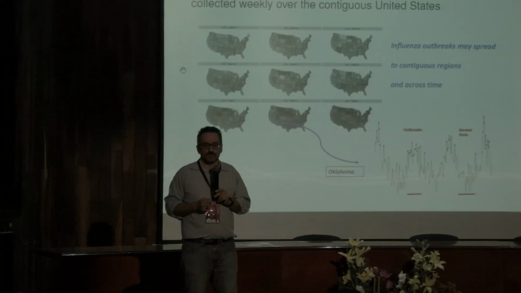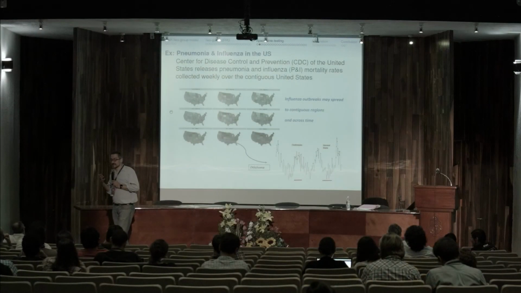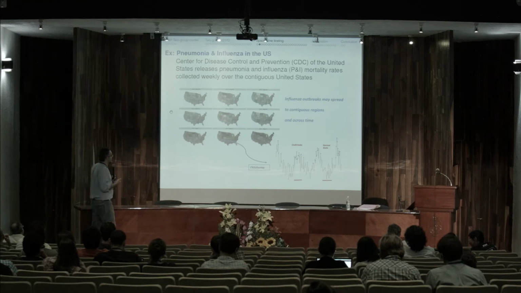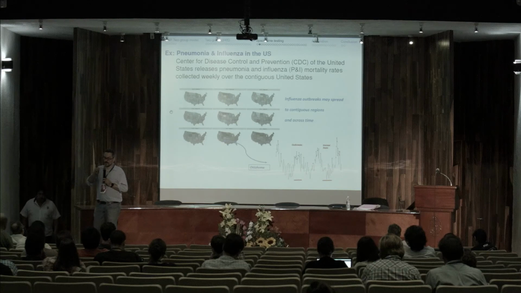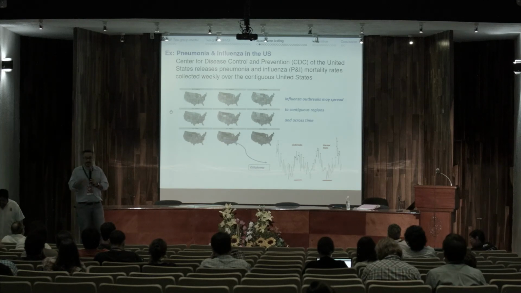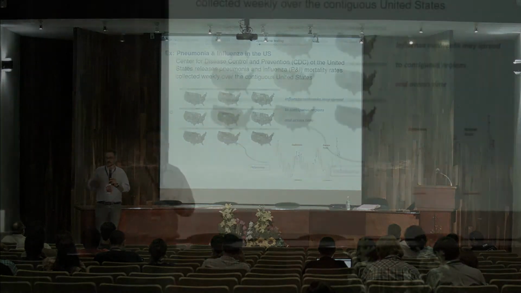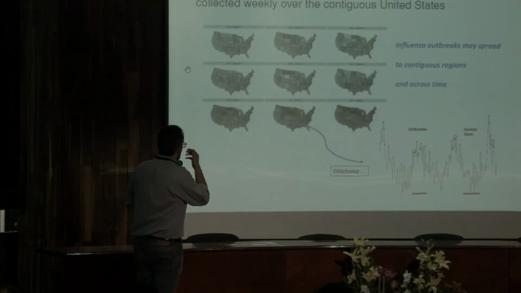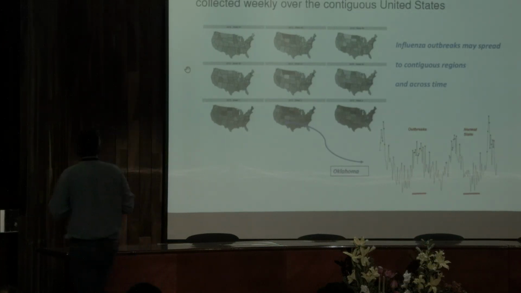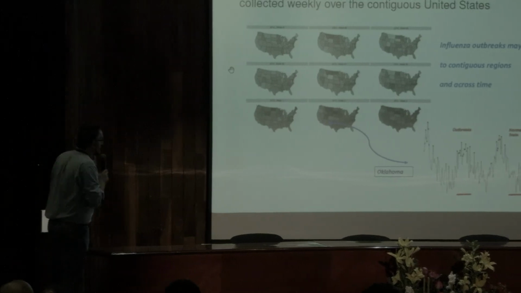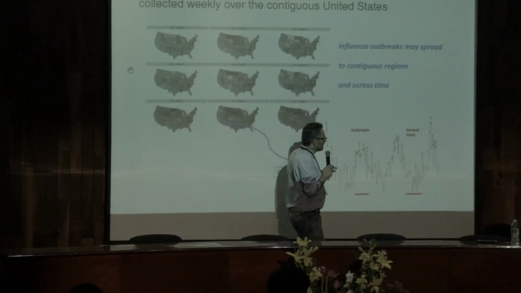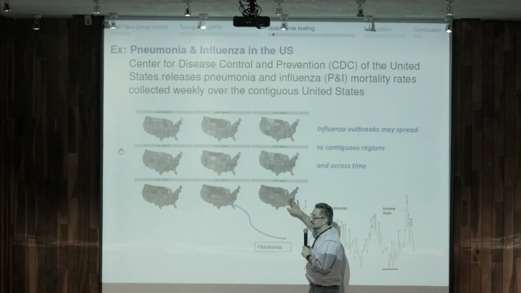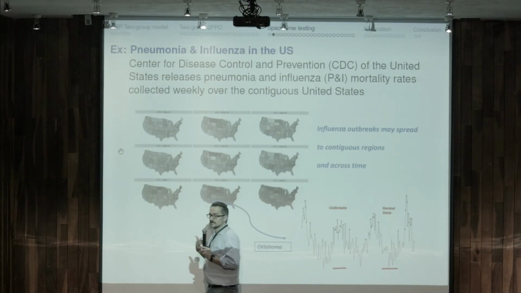The second example is actually the one that I'm going to discuss, and it is an example that uses CDC data, which have been collected weekly by the Center for Disease Control and Prevention of the United States about pneumonia and influenza mortality in the 50 contiguous states of the US. In this type of data, what you are interested in is to detect outbreaks of influenza over time, and you have a time series for different states.